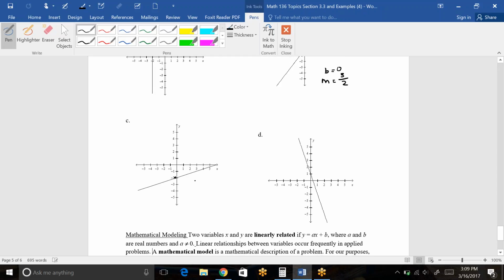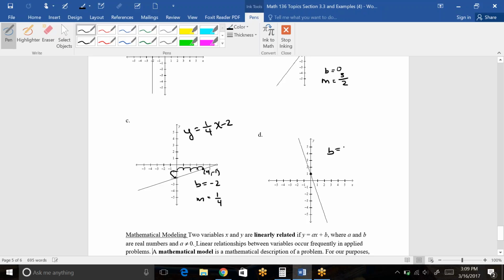Looks like our y-intercept this time is -2. Our slope, we need another point. Looks like 4, -1 is a nice point for us. So that's up 1, and then right 1, 2, 3, 4. So this would be y equals 1/4 x minus 2.